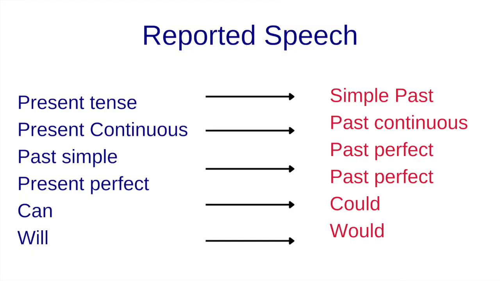The present tense goes to the simple past. The present continuous goes to the past continuous. The past simple goes to the past perfect. Present perfect goes to the past perfect. Can goes to could. And will goes to would.